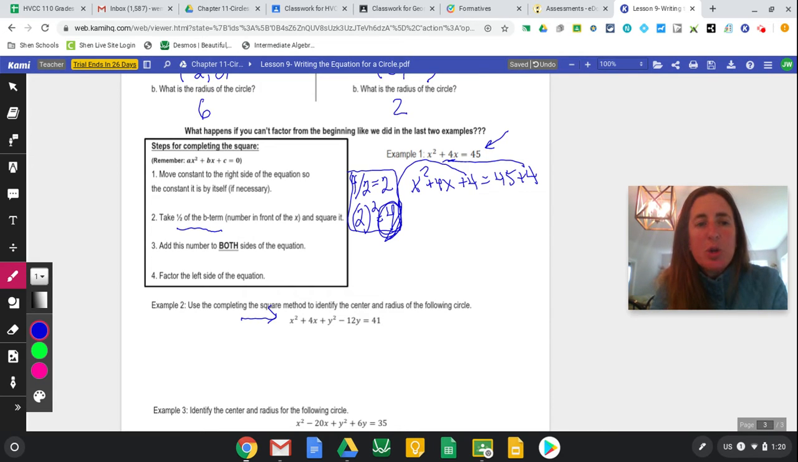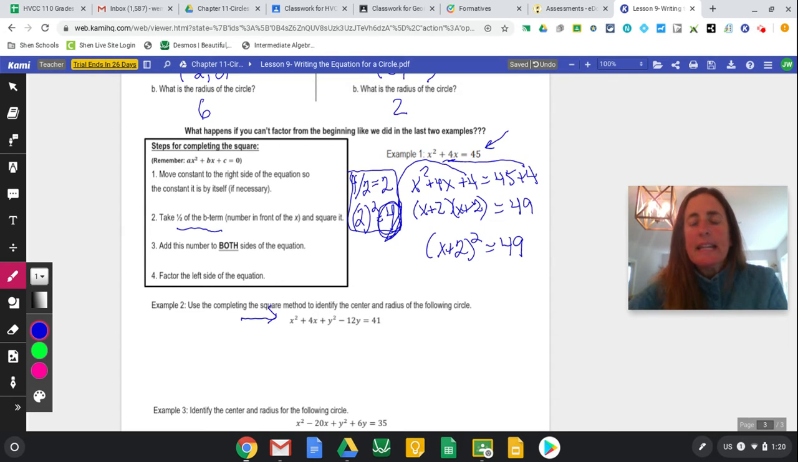Now I'm going to factor the left side. Okay, well, if I factor it, just like I did before, that's x plus 2 times x plus 2. Or remember, I can write that as x plus 2 squared. And what's 45 plus 4? 49. So this is really equal to x plus 2 squared equals 49.